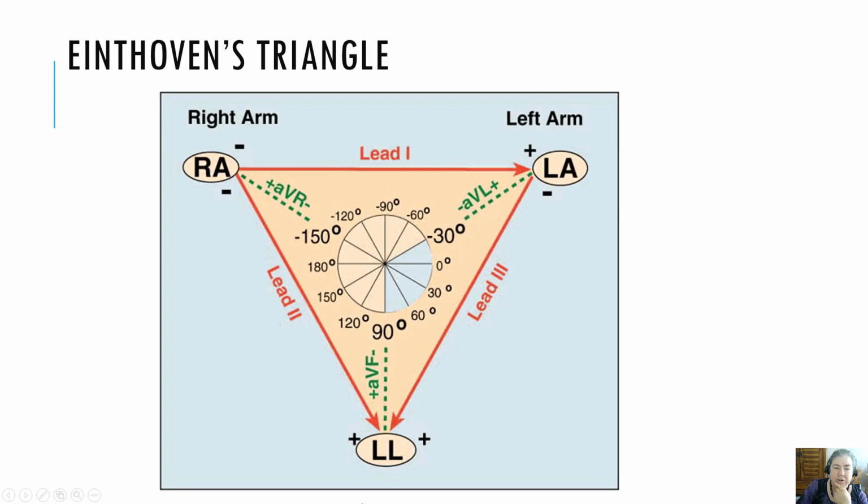We put a little clock in the middle and we make 0 degrees pointing to the left, 180 degrees to the right, 90 degrees down, and minus 90 up. And these allow us to determine the direction of the flow of charges.